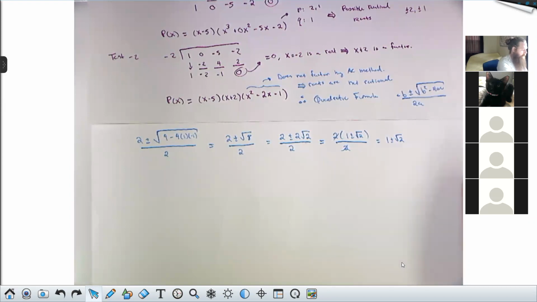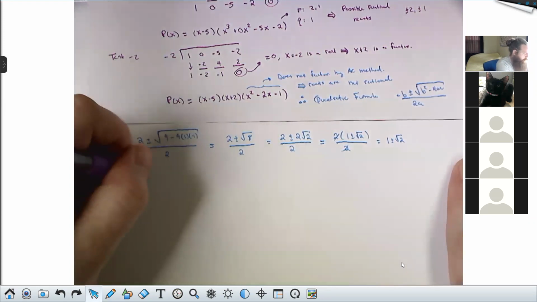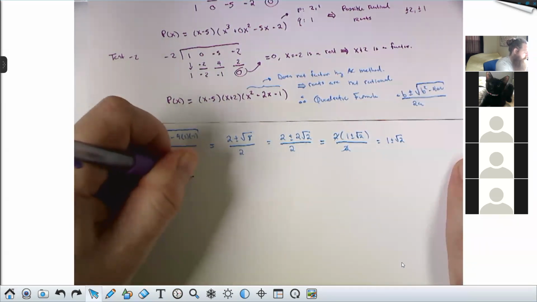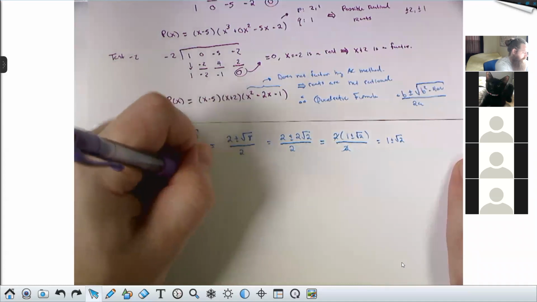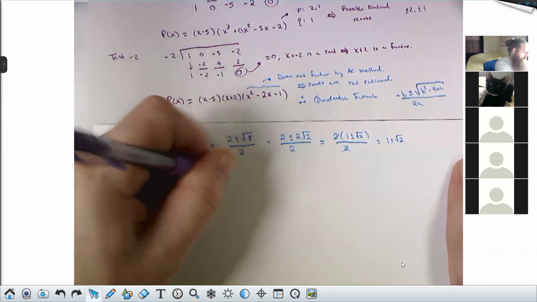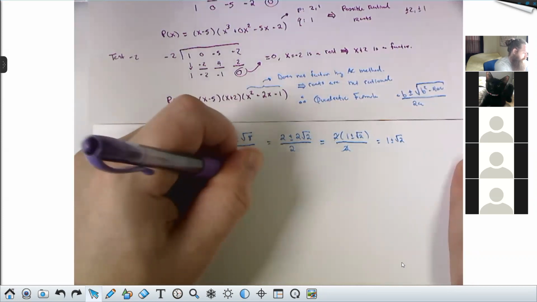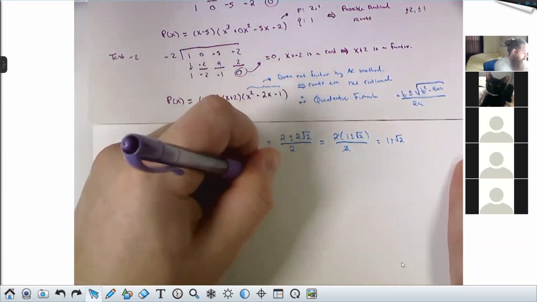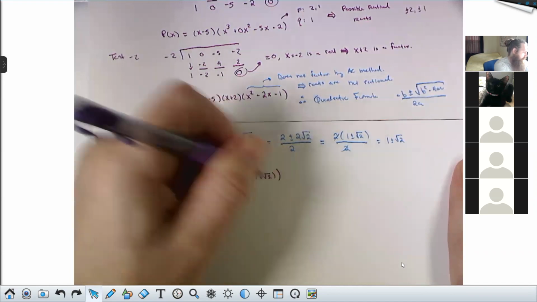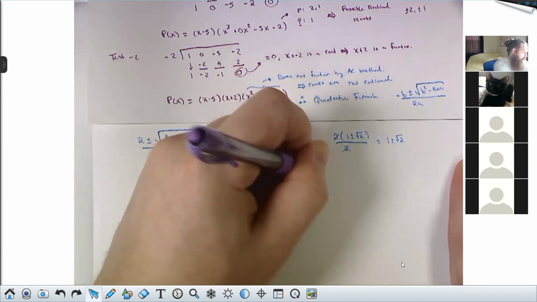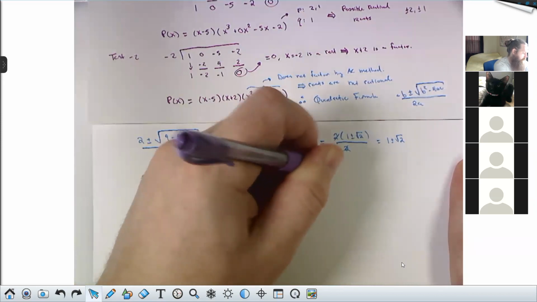Which means my polynomial is x minus 5 times x plus 2 times x minus 1 plus square root of 2 times x minus 1 minus the square root of 2.